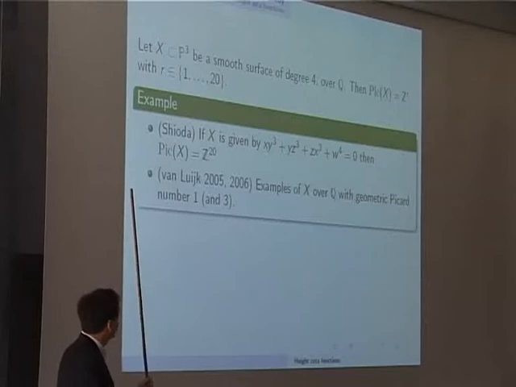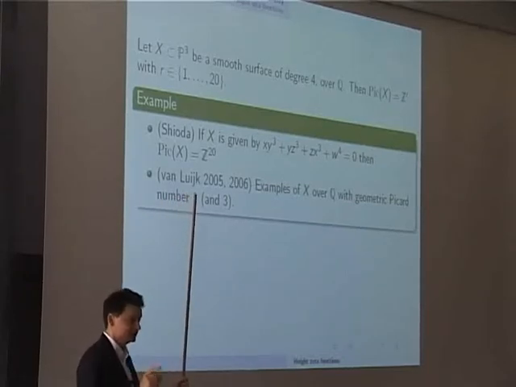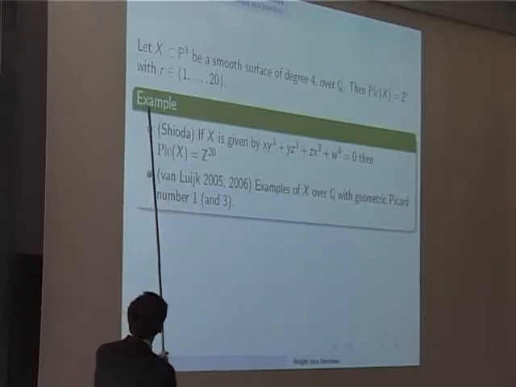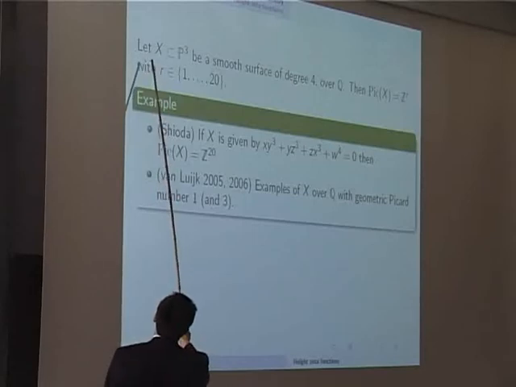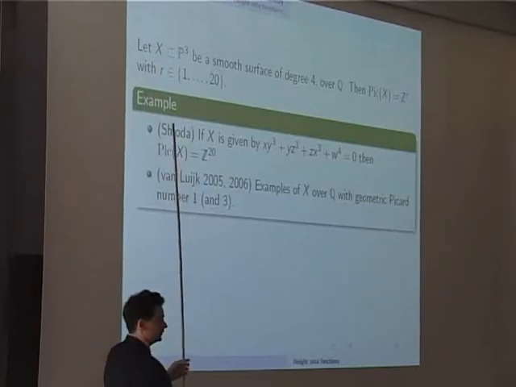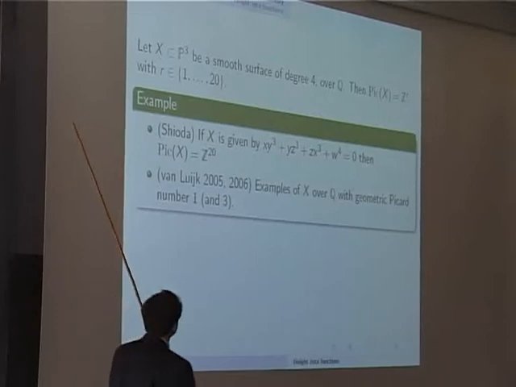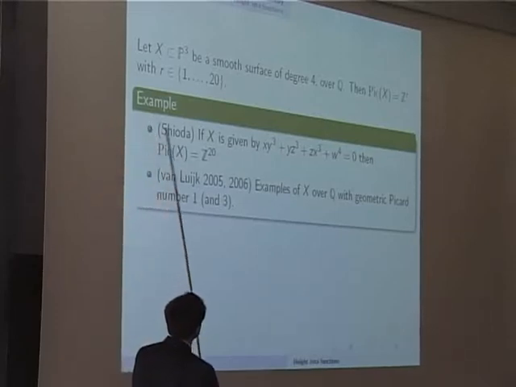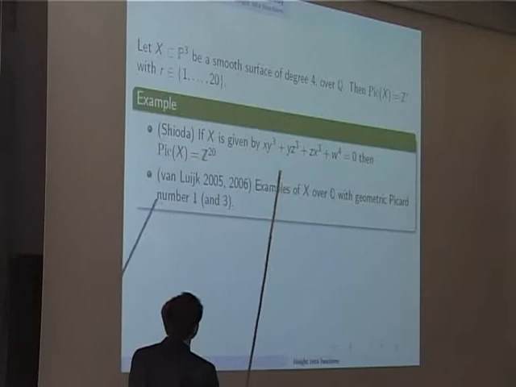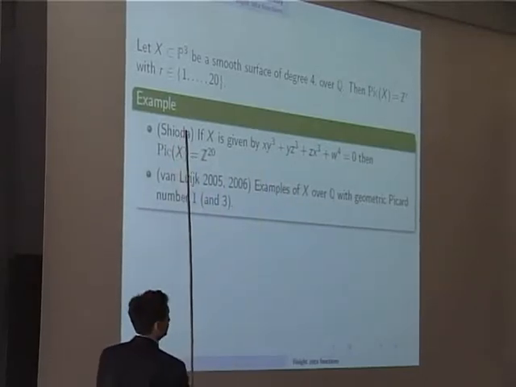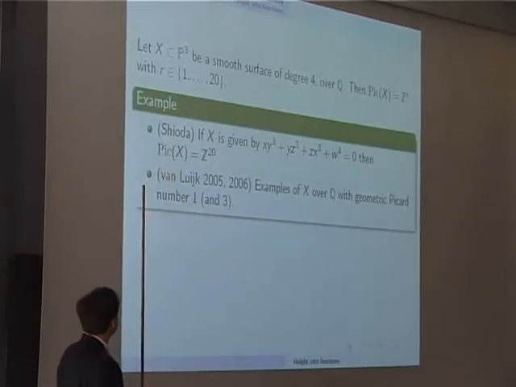Now, the 4 was there for a reason previously. Let's look at a smooth surface of degree 4 in P3. So this is a K3 surface. And it's known that over the complex numbers, again, the rank of the Picard group can be anywhere from 1 to 20. So what is it?